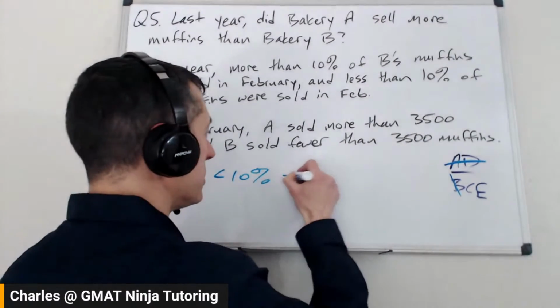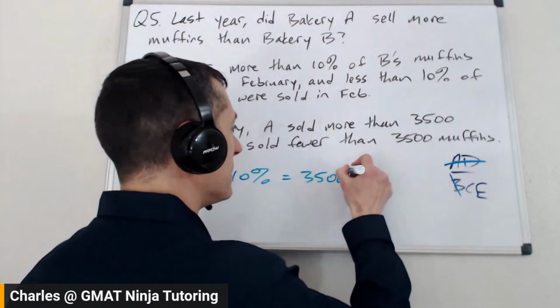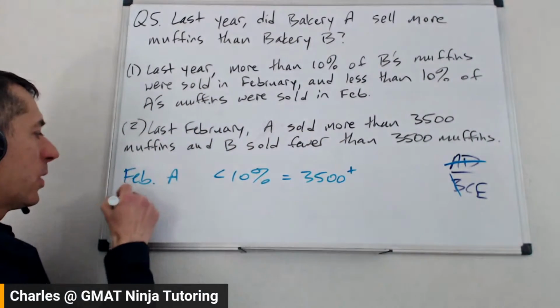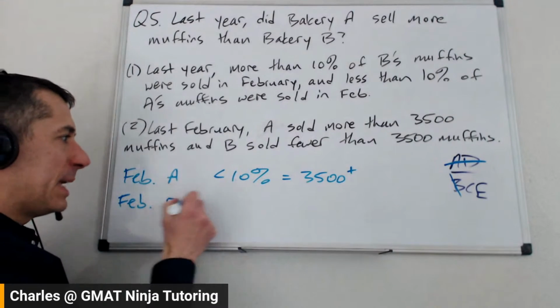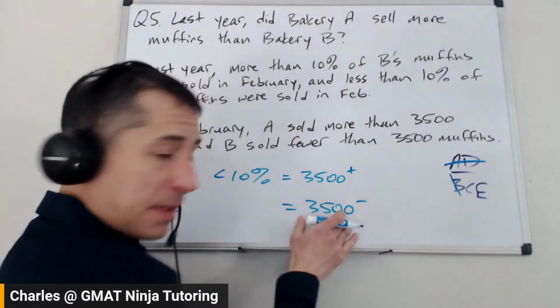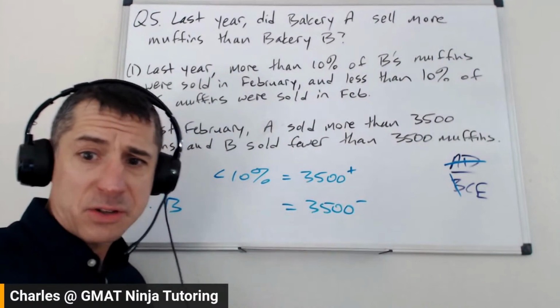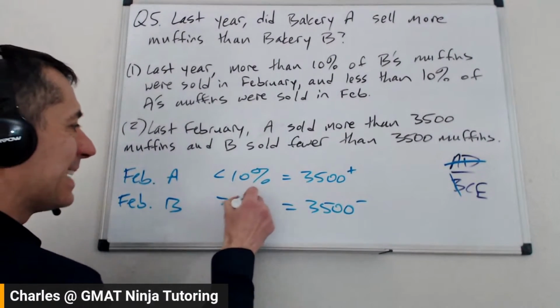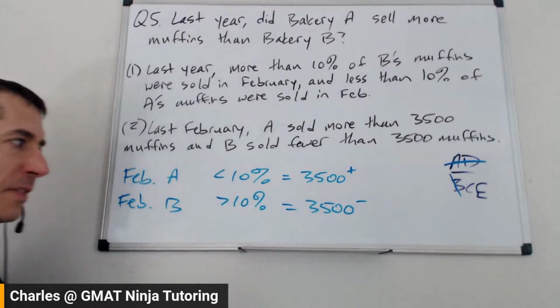And they sold more than 3,500 muffins from statement 2. So A sold more than 3,500. What do we know about February for bakery B? Well, we know that they sold less than 3,500. I'm just going to say 3,500 minus, I don't know how much less than 3,500, doesn't really matter. And that was more than 10% of their sales for the year.